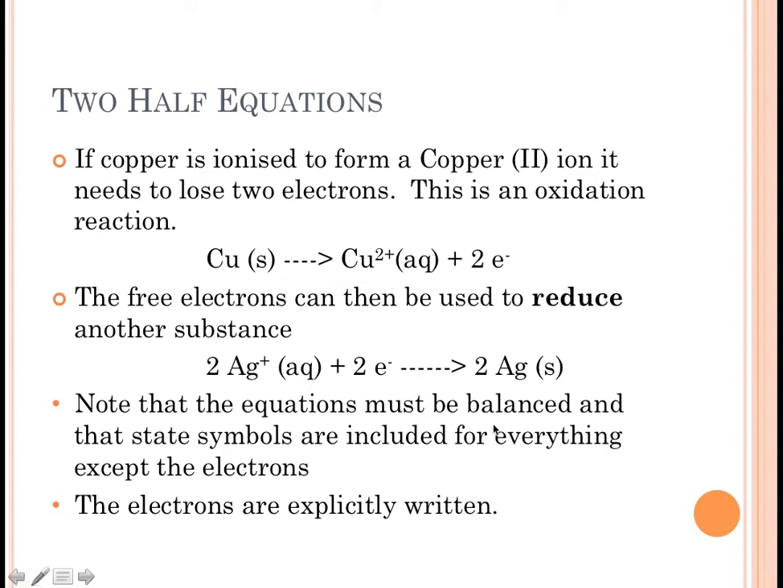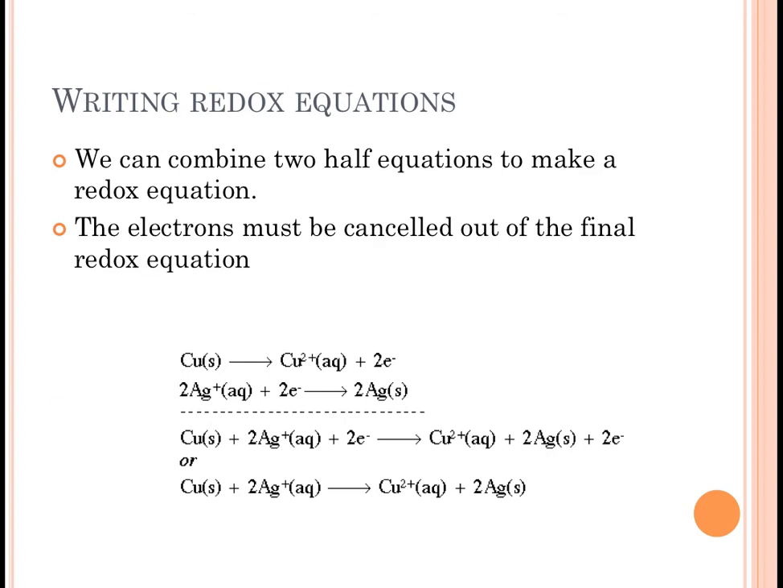And also notice that in a half equation, we have to write states. Everything still needs states, except of course for the electrons, because they don't have a state. We can then combine two half equations to give us a full equation. So we would combine the copper and the silver to make an overall equation. And notice when we combine them, we have to have the electrons that are being gained equal to the electrons that are being lost, so that when we then simplify it, the electrons cancel out. If they don't cancel out, then you've done something wrong.